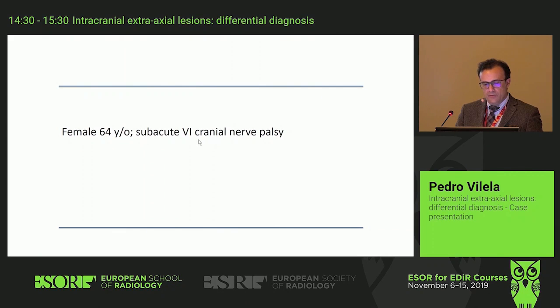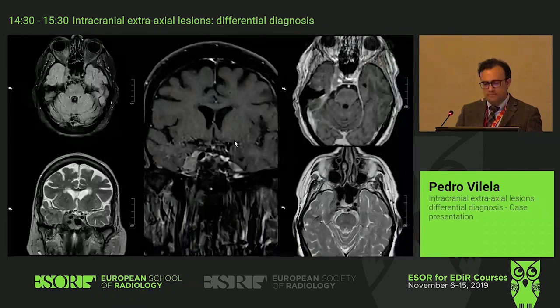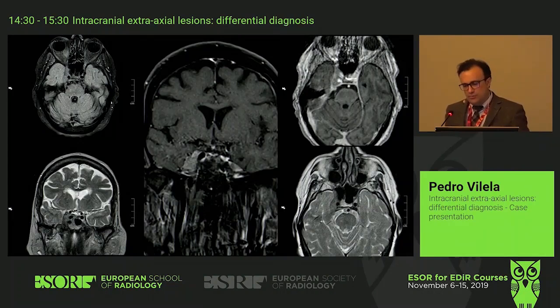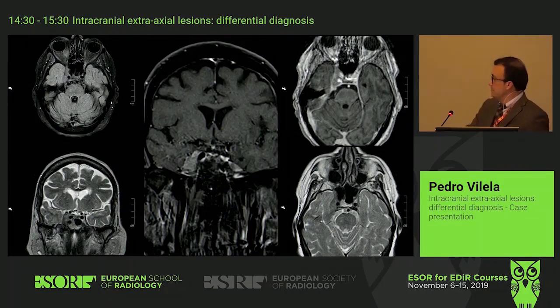So, 64 years old, subacute third nerve cranial palsy, and this we have already seen in the lecture. And what I want you to do is to point out where the lesion is, and what would be your differential diagnosis? There's a lesion in the right parasellar region. Right. It's cavernous, right? So if you see, it's here, and it's here, okay? Cavernous, and it looks like an extraaxial lesion.